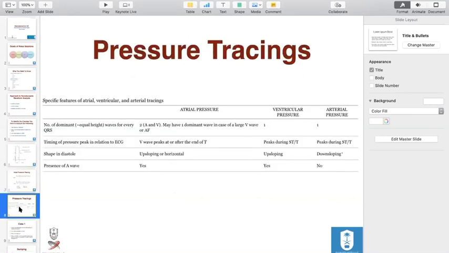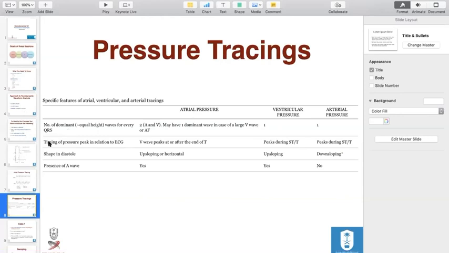So this slide summarizes what I'm talking about. Atrial, ventricular, arterial. So how many waves for every QRS? We said atrial pressure, you're gonna have two waves, except in a few situations. If you have AFib, then you won't have an A wave, right? So that's why if you didn't look at the rhythm, you would not recognize that. Sometimes if you have a large V wave, like in severe tricuspid regurgitation, it's gonna take over the A wave and blunt the X descent. But in general, you have two peaks within atrial pressure. Compared to ventricular and arterial, you have one peak only.